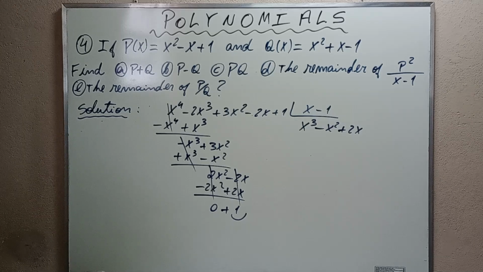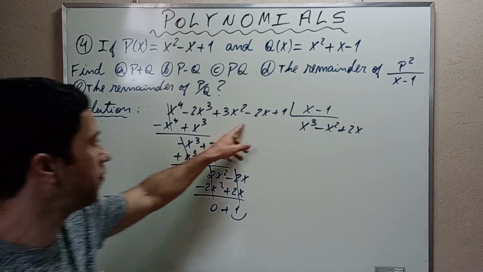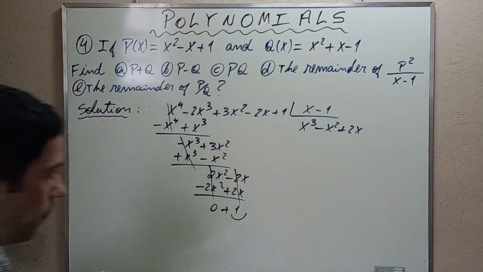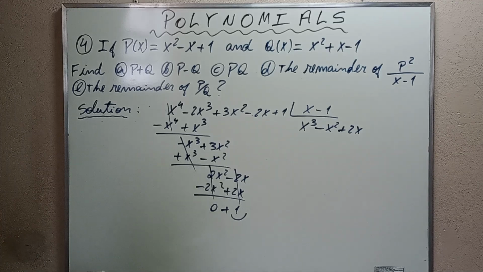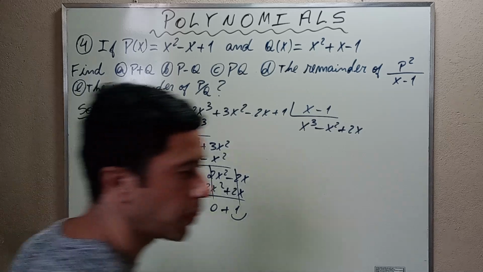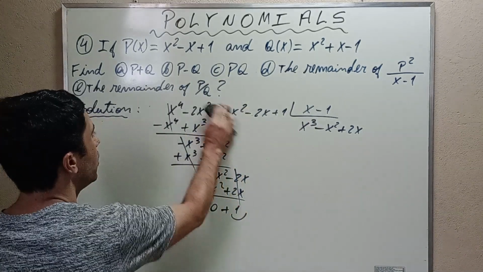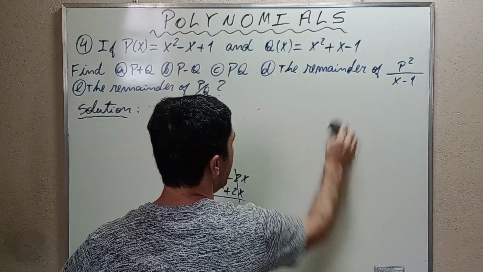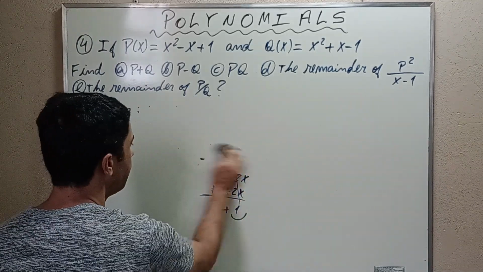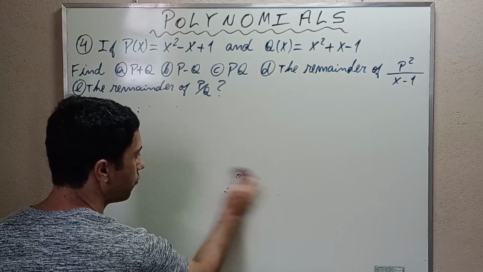But there is an alternative way of solving this exercise. Instead of dividing, we can find this remainder here using a different way. I'm going to show you. Let me erase it here and I will show you how to find this remainder in a different way, an alternative way, okay?